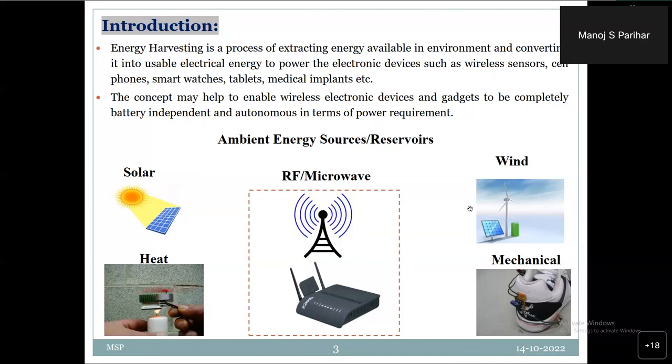The first example is solar energy harvesting, where we harvest sunlight by using a solar panel. In the second case, we can harvest heat also. Then you can harvest wind energy, and mechanical energy, converting it into DC energy to power your devices. Then we will mainly talk about this portion, RF microwave energy harvesting. We have an abundant source of RF energy. This may be a base station, a Wi-Fi terminal, or mobile handsets. So we have a variety of RF resources, right? So we can harvest power.